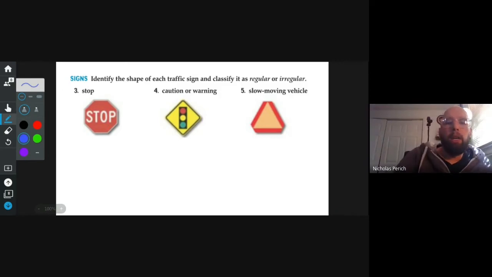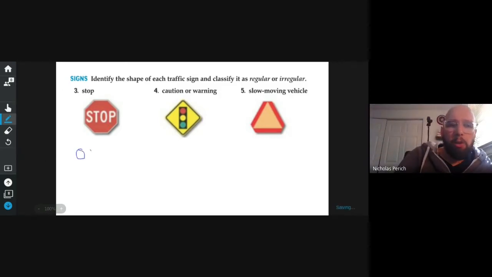You could type it out. You could say it. It is an octagon. There's another word that I want to see too. Regular. Regular is correct.